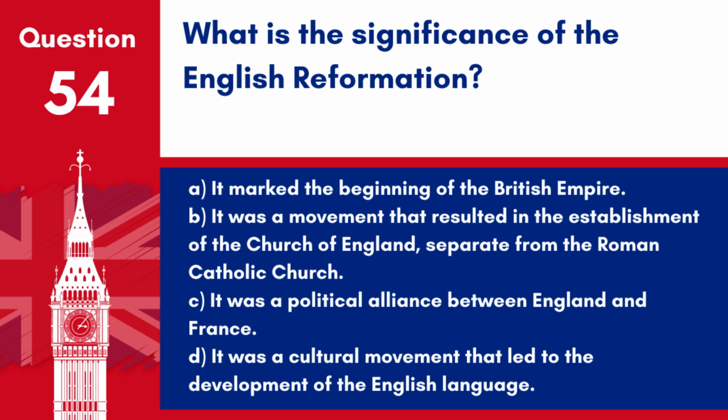Question 54. What is the significance of the English Reformation? A. It marked the beginning of the British Empire. B. It was a movement that resulted in the establishment of the Church of England, separate from the Roman Catholic Church. C. It was a political alliance between England and France. D. It was a cultural movement that led to the development of the English language.